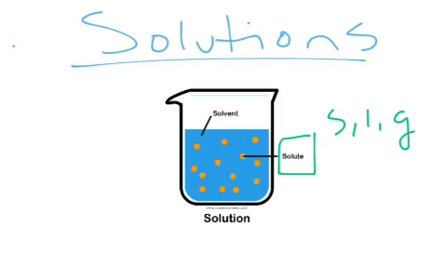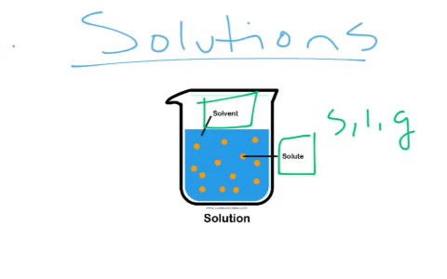Could also be a liquid. So alcohol is alcohol dissolved in water. And then we can also have gas dissolved in water. So that's like carbon dioxide in soda. And for the purposes of chemistry 1, the solvent is always water.